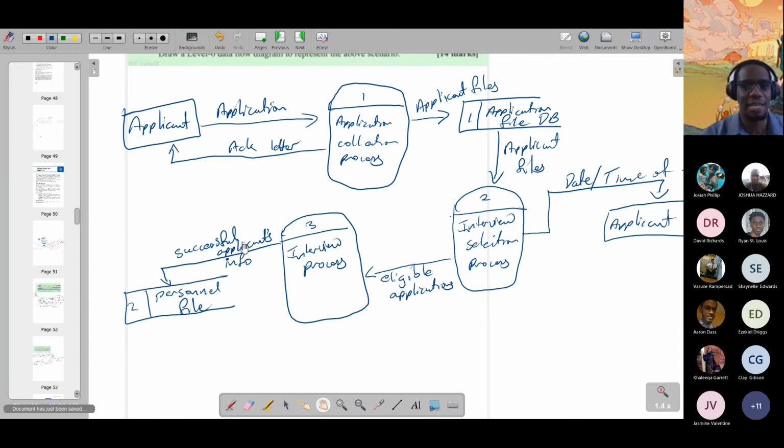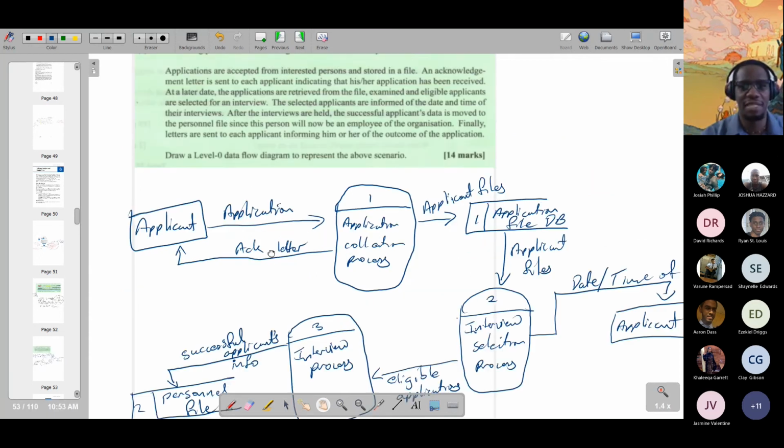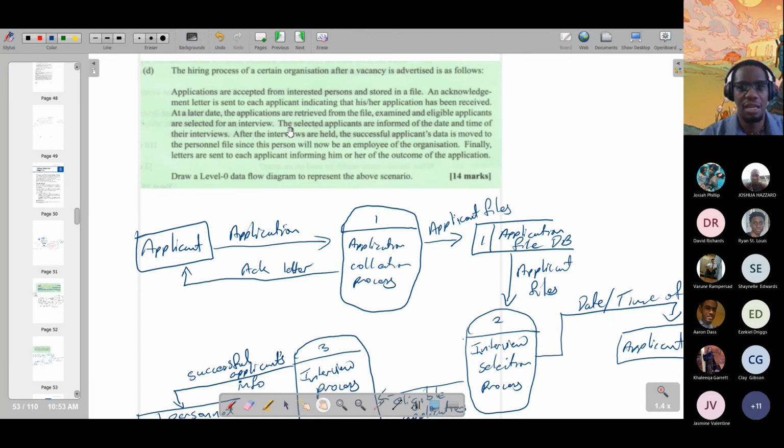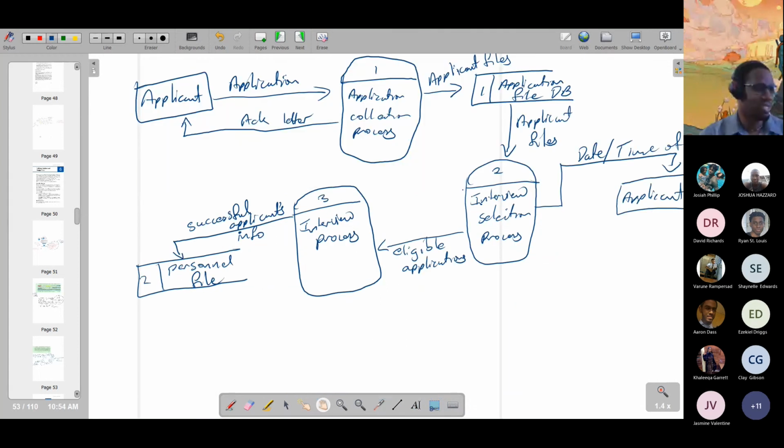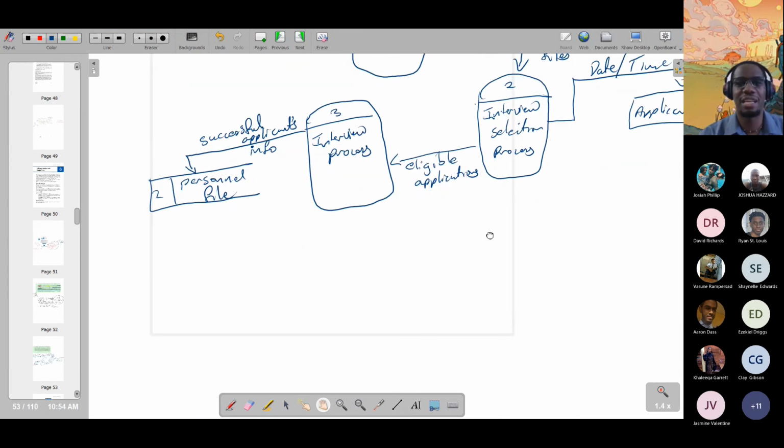All right. So we have the successful applicant's information moving into the personnel file. That's what they said. Right. And since this person will now be an employee of the organization. Finally, letters are sent to each applicant informing him or her the outcome of the application. All right. So this is the last thing.